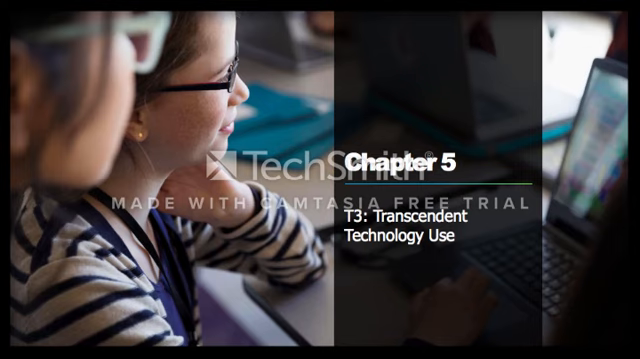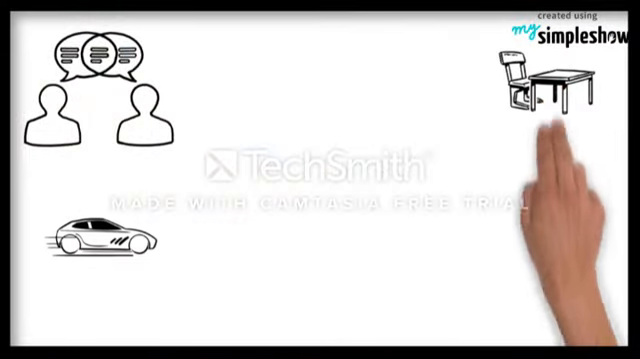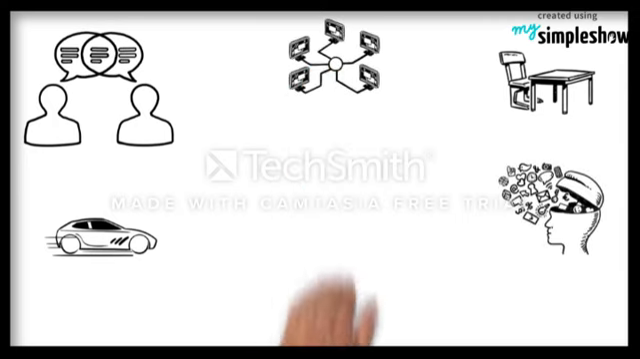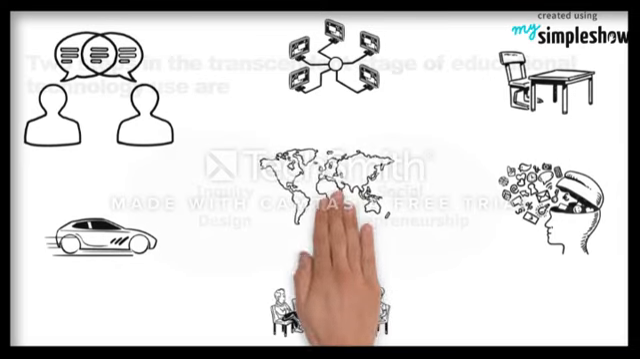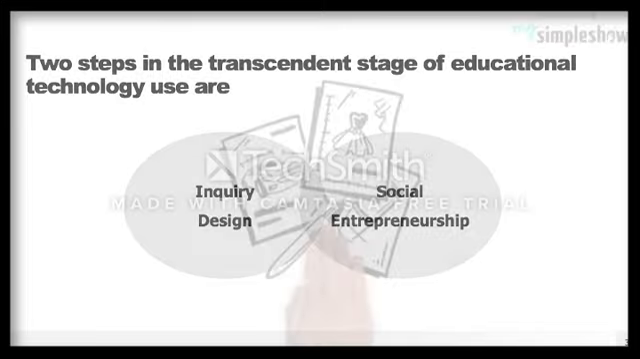Welcome to Chapter 5, T3, Transcendent Technology Use. Chapter 5 starts off with a discussion on how the key driver of transcendent technology use is student passion. Humans learn by building on prior knowledge to make new connections, generate understanding and meaning about ourselves and the world around us. Two steps in the transcendent stage of educational technology use are inquiry design and social entrepreneurship.